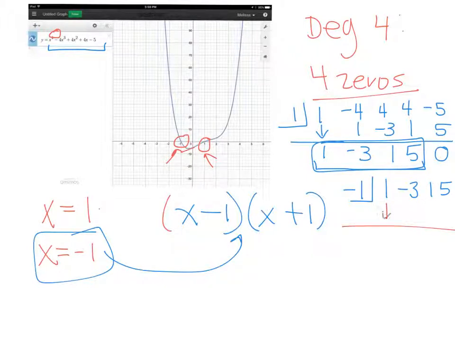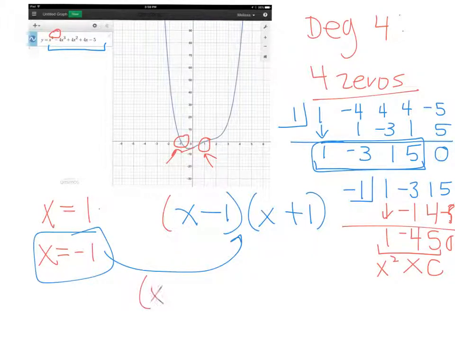And if I carry down the 1, 1 times negative 1 is negative 1. If I add negative 3 and negative 1, I get negative 4. Negative 4 times negative 1 is 4. 4 plus 1 is 5. And 5 times negative 1 is negative 5. And I get a remainder of 0 here. And these numbers here are my irreducible quadratic. So I have a constant, an x, and an x squared. And so that means that I have x minus 1 times x plus 1 times x squared minus 4x plus 5.